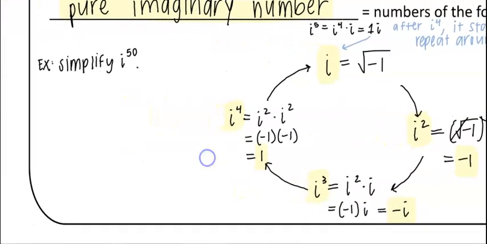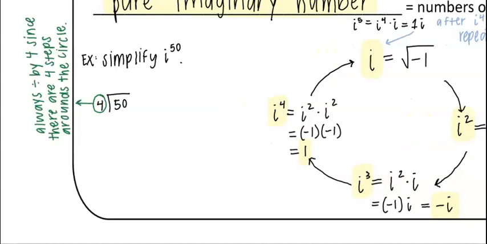Let's say you wanted to simplify i to the power of 50. Instead of sitting here and going, okay, this is i to the first, second, third, fourth, fifth, sixth, seventh, eighth, ninth, 10th, and counting all the way up to 50, what you can do instead is take whatever the power is on i and divide it by 4. You will always divide it by 4 since there's 4 steps around this circle chart.